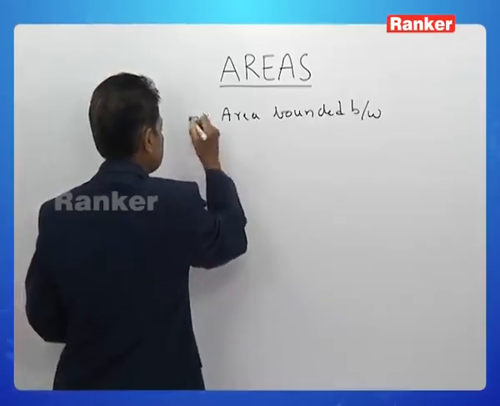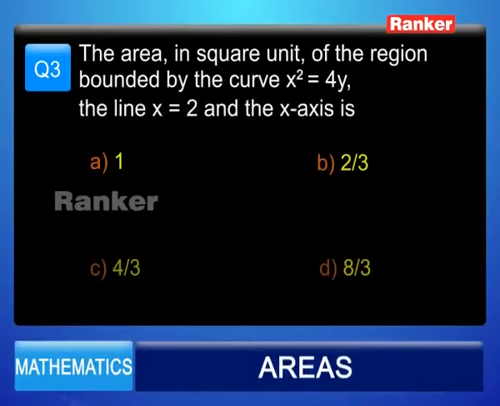Question number 3. So the area bounded between the parabola x square is equal to 4y and x axis and x is equal to 2. Options are given. A is 1, B is 2 by 3 and C is 4 by 3, D is 8 by 3. Out of these 4, what is the right answer?